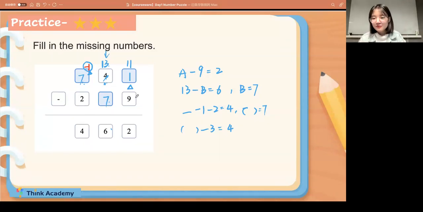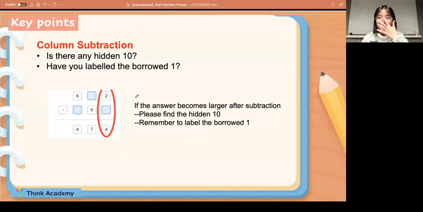Okay, so for column subtraction, there are still 2 questions to ask. Think about whether there is any hidden 10 in the number. If the answer becomes larger after subtraction, then it means this number should be larger than 2. It should be 12. And at the same time, if we know there will be a hidden 10, please label the borrowed 1 in the next column. And then you can do the calculation step by step. Okay?